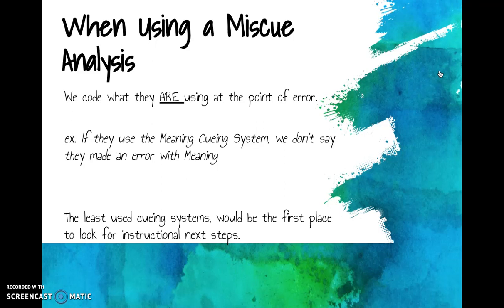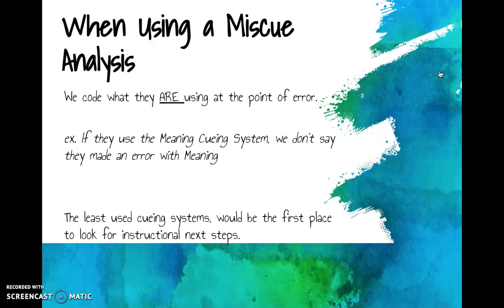So before we dig into our Miscue analysis process, a few quick reminders. Remember, when using a Miscue analysis, we code what the students are using at the point of error. So for example, if they use the meaning cueing system, we wouldn't say they made an error with meaning. They made some kind of error as they decoded, but when they use meaning, that means they were thinking about what made sense when they made that error.